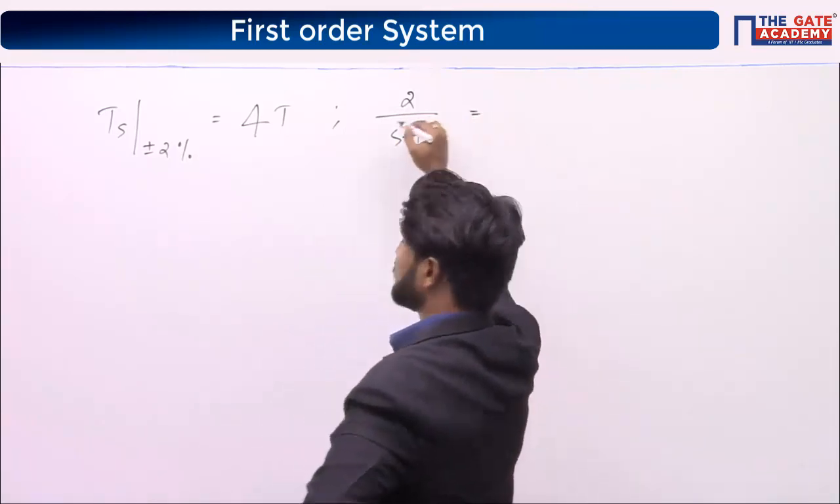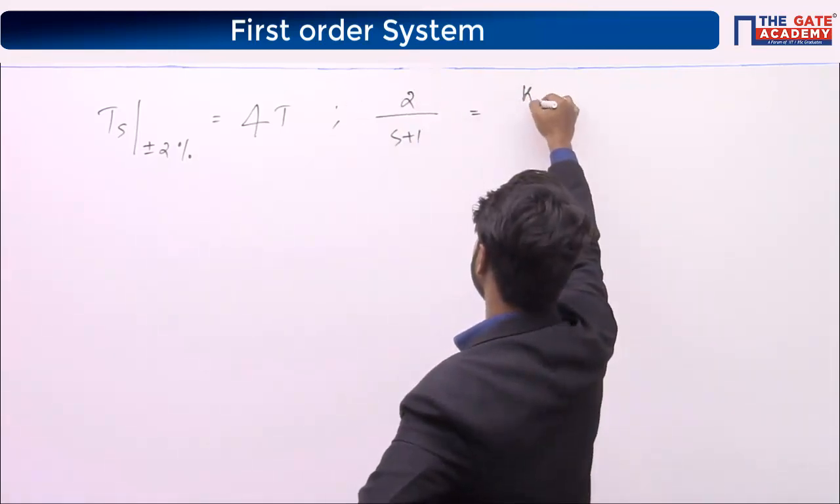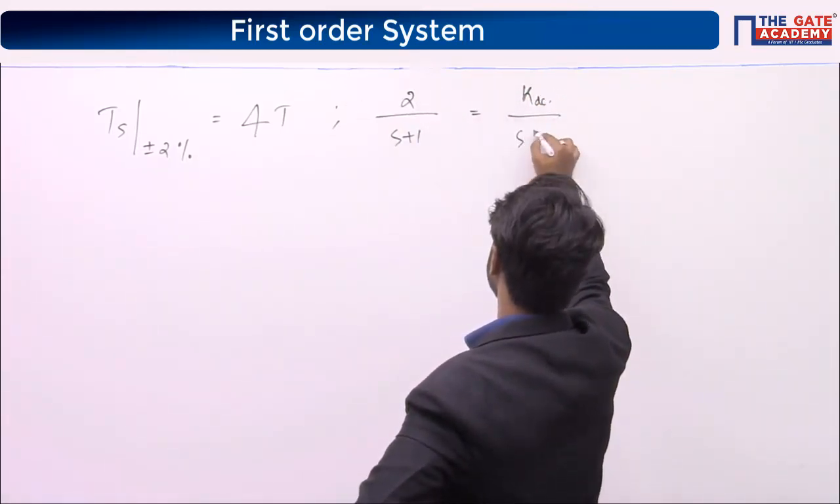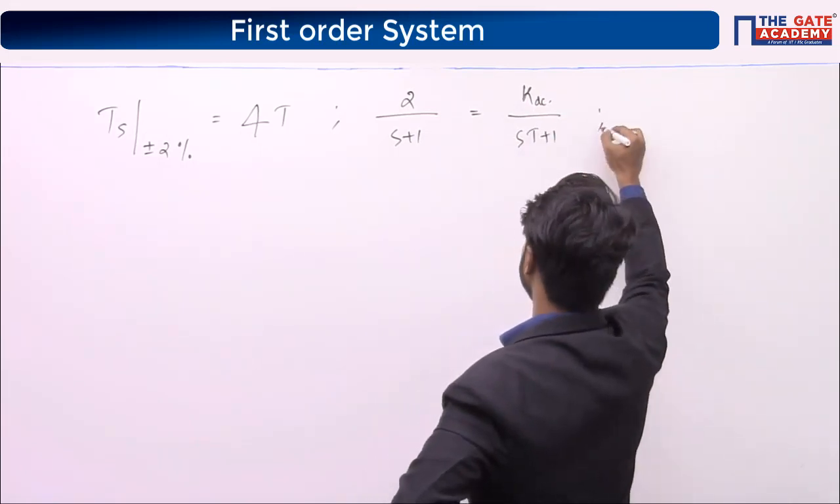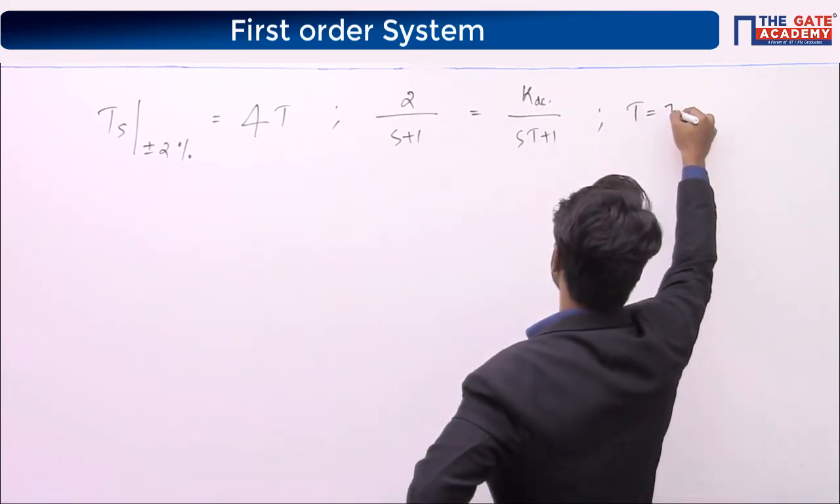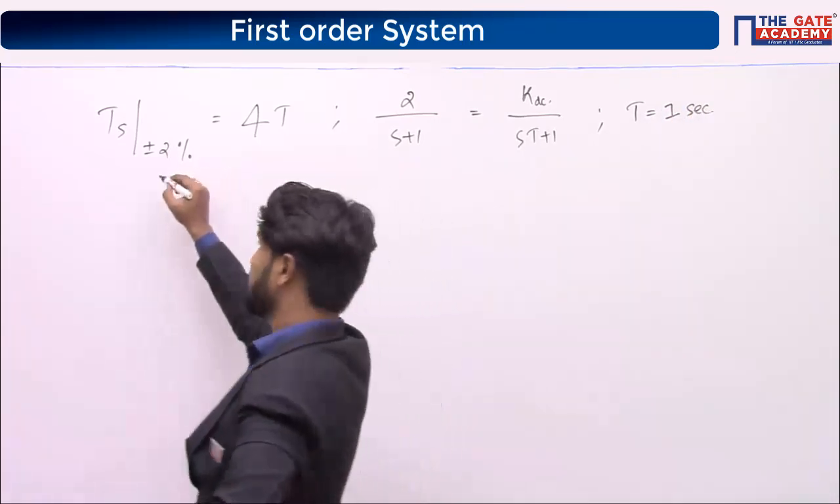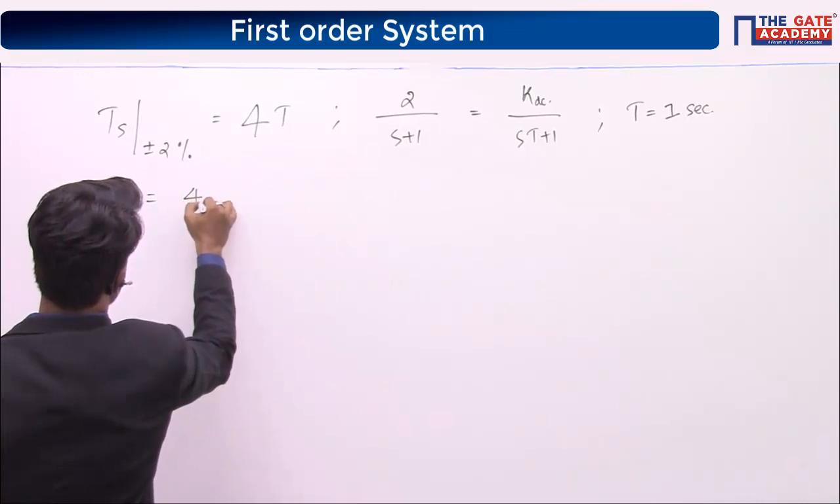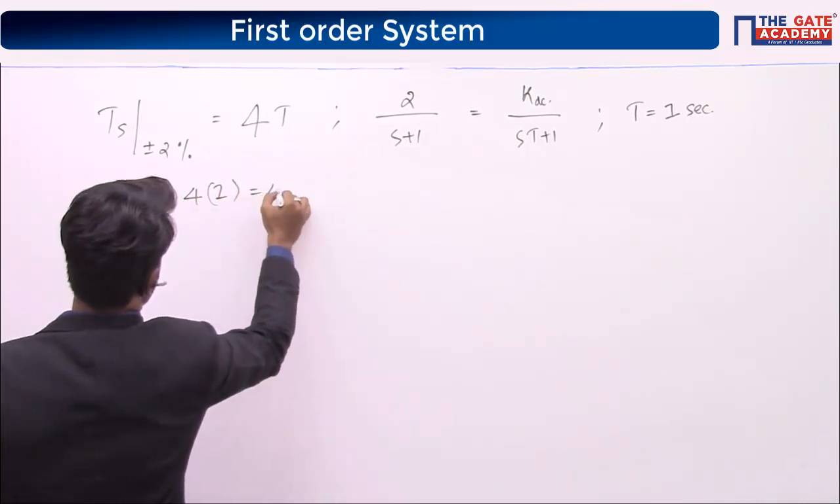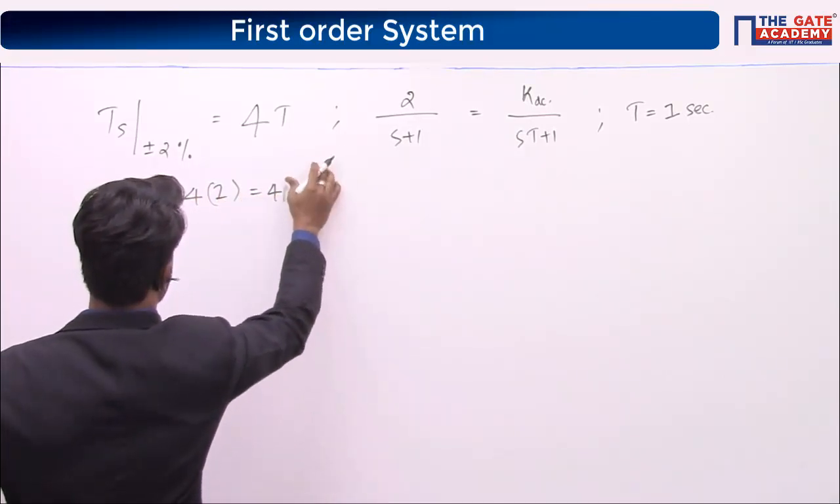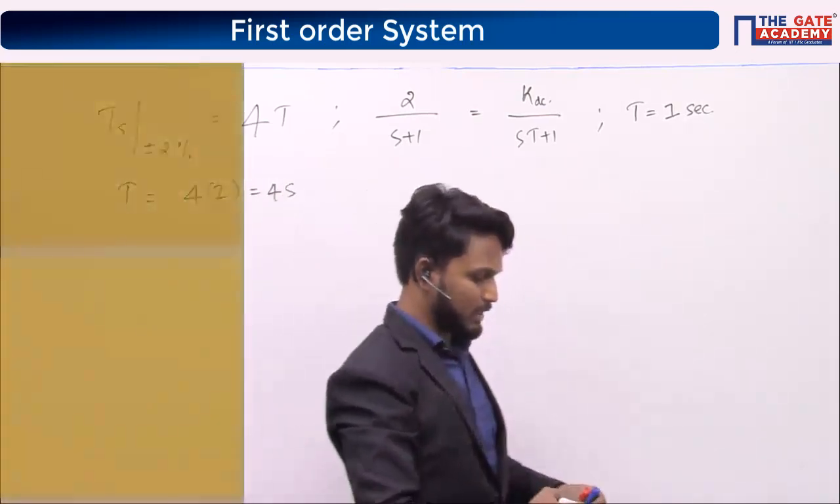Just compare it with the standard transfer function, that is K DC by sT + 1. So what is T here? T is equal to 1 second. If T is 1 second, then settling time Ts will be equal to how much? 4 times 1, that is equal to 4 seconds. Very simple problem. It is 4 seconds.